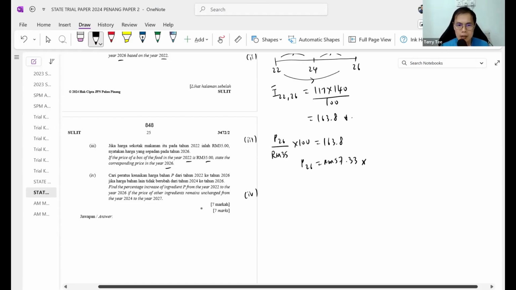Lastly, find the percentage increase of ingredient P from the year 2022 to 26 if the price of all ingredients remains unchanged from 24 to 26.